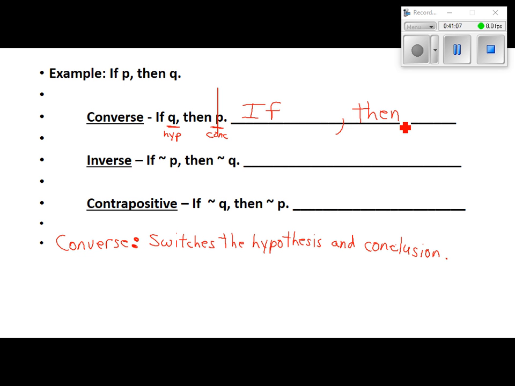Hang on. Do me a favor, because I messed this up. This already did the converse. I didn't read my notes well enough. Do this: don't erase everything. Mark this out on your paper.